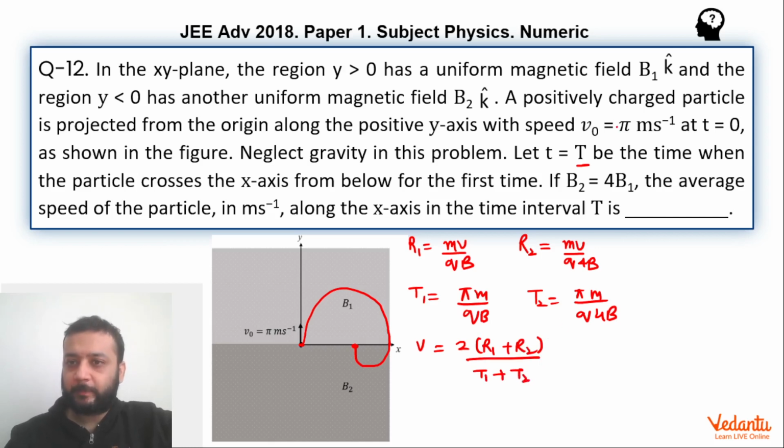Now v is given as pi. If you put all these values, just put r1 here, r2 here, t1 here, t2 here, and put v equals pi here, you're going to get 2. This will become 2. Okay, v average.